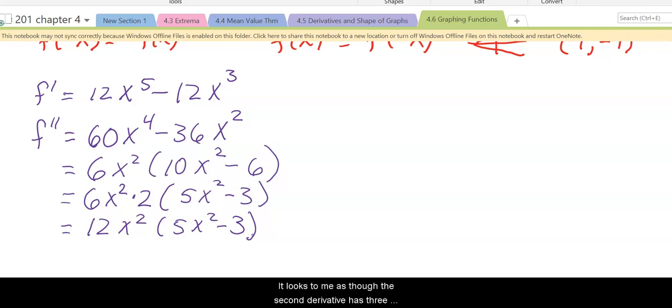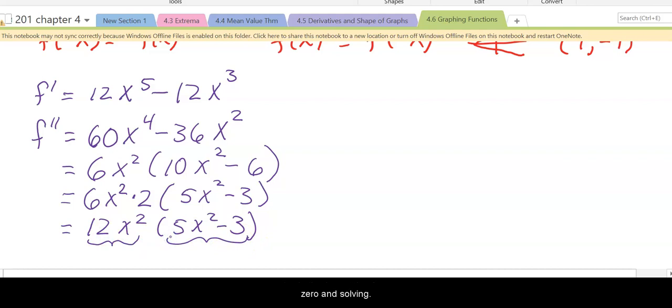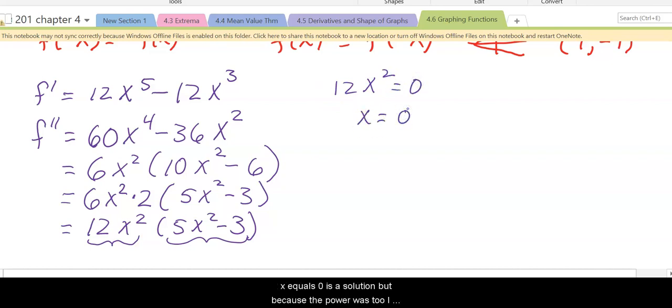It looks to me as though the second derivative has 3 possible zeros with repetition. The second derivative is a 4th degree polynomial, so there should be 4 total solutions from the fundamental theorem of algebra. I hope you remember that from college algebra or pre-calculus. Again, they're coming from setting each factor equal to 0 and solving. If I set 12x squared equal to 0, I get x equals 0 as a solution, but because the power was 2, I get it 2 times. That counts as 2 of the 4 solutions for the 4th degree polynomial.